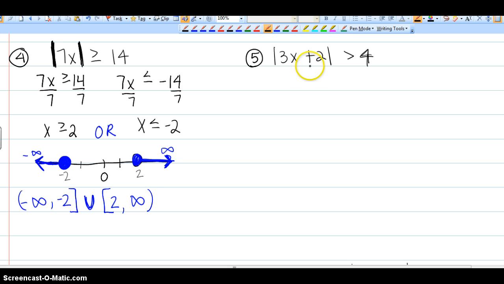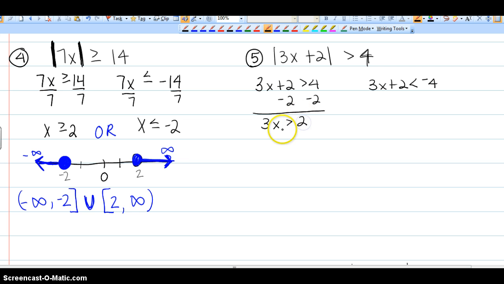Number 5 is 3x plus 2 is greater than 4. So we'll write our two problems. One of them will be 3x plus 2 is greater than 4, and the other one will be 3x plus 2 will be -4, and it will be less than. So as we solve it, we'll subtract 2, and divide by 3. So x is greater than 2/3.